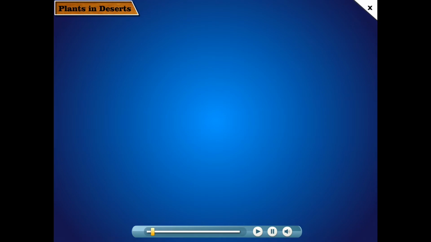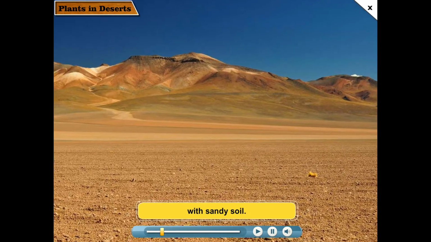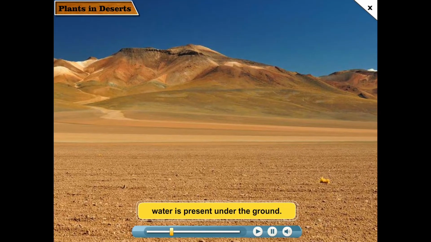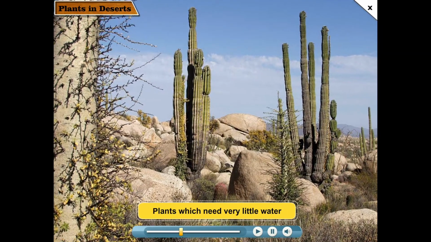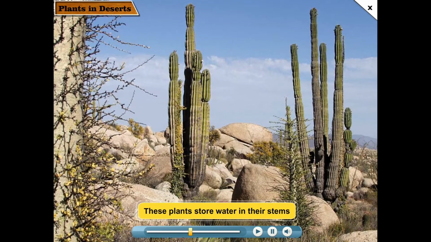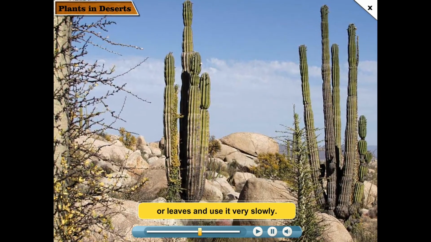Plants in desert. Deserts are hot and dry places with sandy soil. There is hardly any rainfall and little water is present under the ground. Plants which need very little water can grow here. These plants store water in their stems or leaves and use it very slowly.